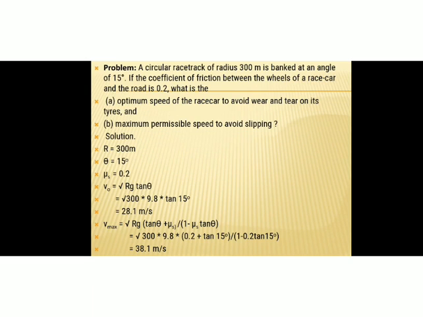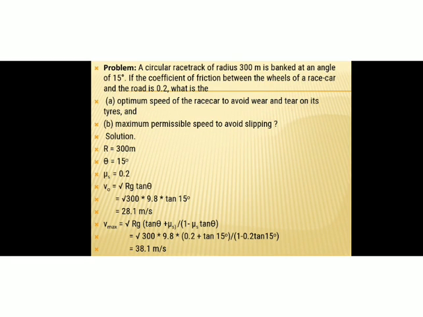Then there is a numerical based on this. A circular racetrack of radius 300 meter is banked at an angle of 15 degree. So the radius of the circular track is 300 meter. Angle of banking theta is 15 degree. If the coefficient of friction between the wheels of a race car and the road, that means mu s, is 0.2, what is the optimum speed of the race car to avoid wear and tear on its tires?